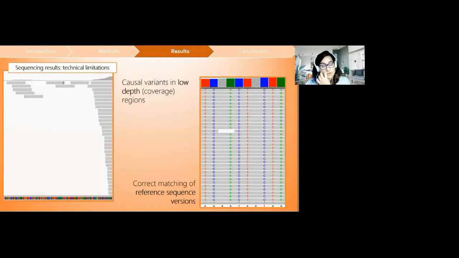However, when variants are not optimally captured, the visualization is certainly different. Causal variants in low-depth regions, as seen here, or variants on intronic or distant splicing elements cannot be detected as well. The same happens with long insertions and deletions that contain more than 50 base pairs. And this is known for whole-exome sequencing. This is a known technical limitation in the capturing process.